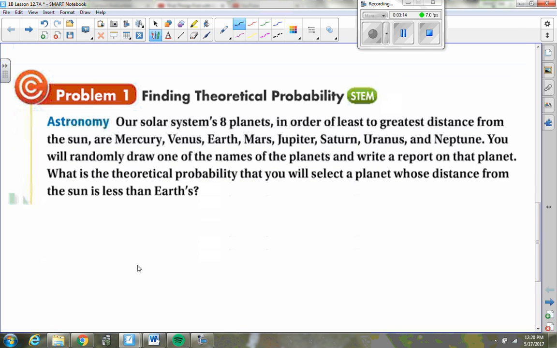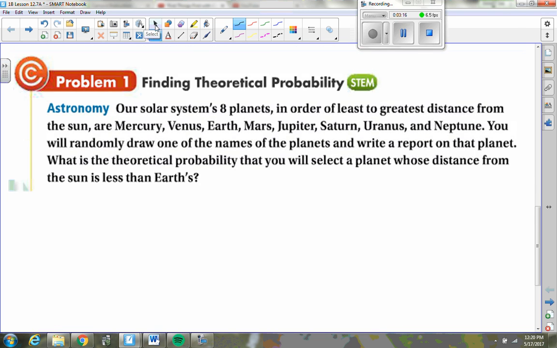All right? Now, here's just a quick example word problem to sum this up for you. It says our solar system's 8 planets, in order of least to greatest distance from the Sun, are Mercury, Venus, Earth, Mars, Jupiter, Saturn, Uranus, and Neptune. If you randomly draw the name of one of the planets, what is the theoretical probability you will select a planet whose distance from the Sun is less than Earth's?